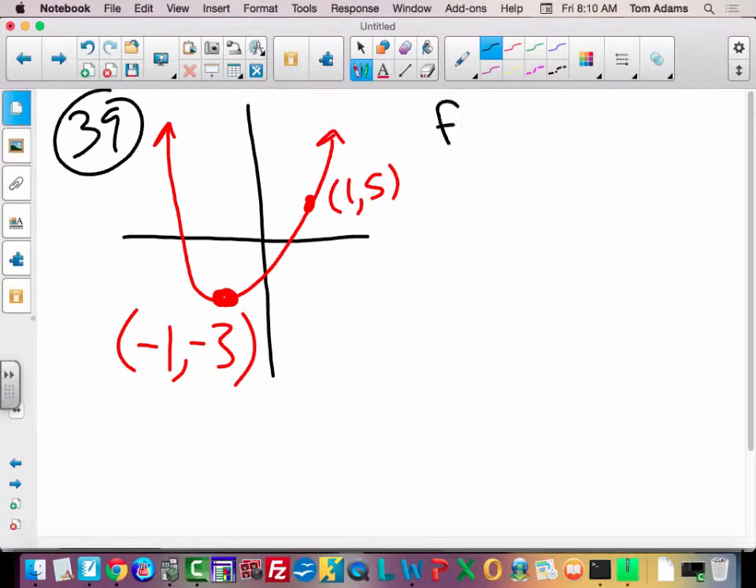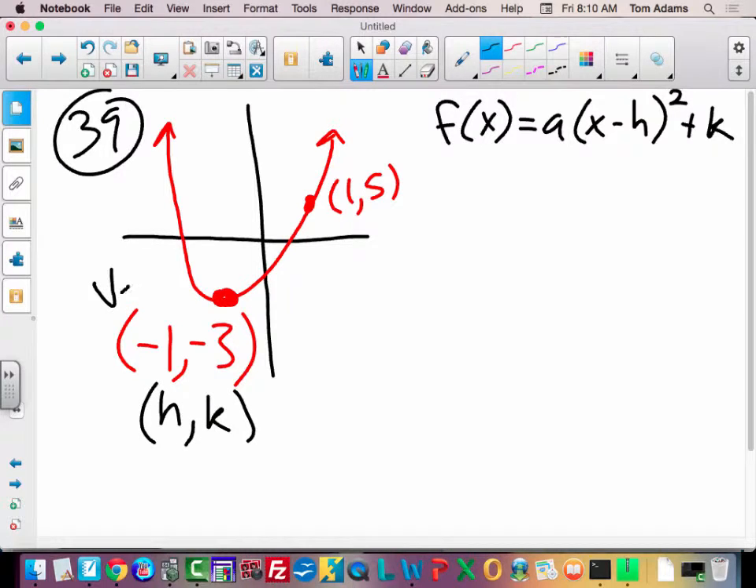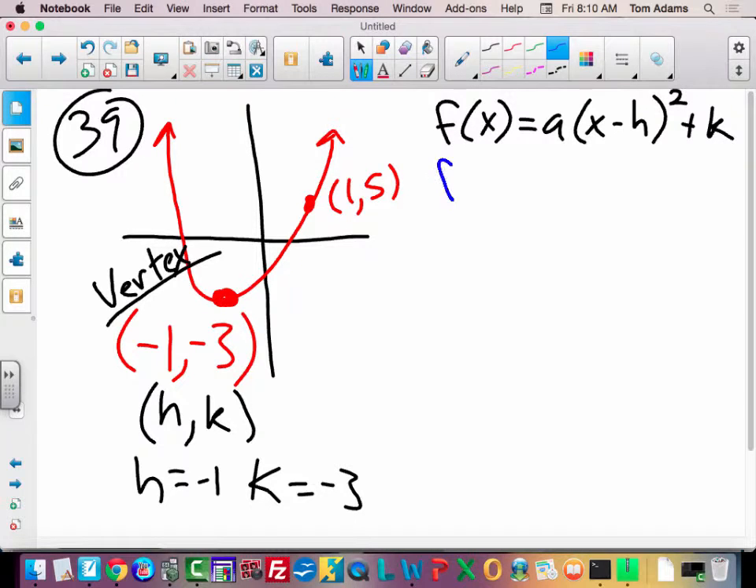But it says write this in vertex form. So remember that vertex form is this: f of x is equal to a times the quantity x minus h squared plus k, where h, k is the vertex. Okay? So our vertex occurs at the point -1, -3, which means that h is equal to -1 and k is equal to -3. So if I plug those numbers in, I get f of x is equal to a times x minus -1 squared minus 3. That's cool.